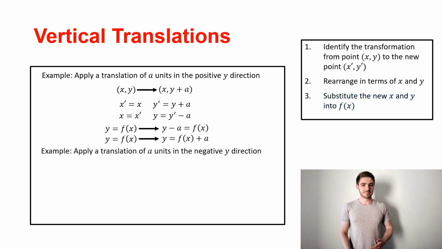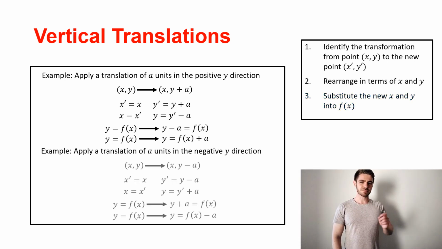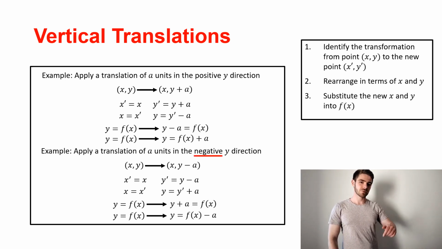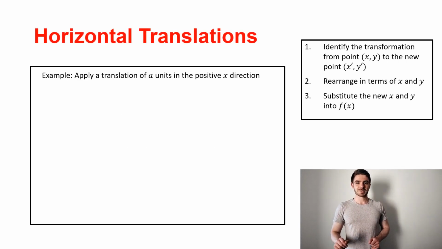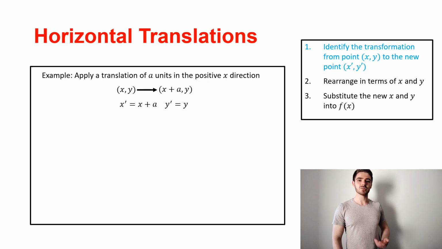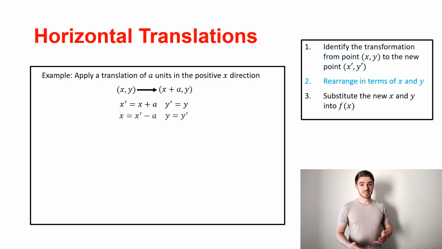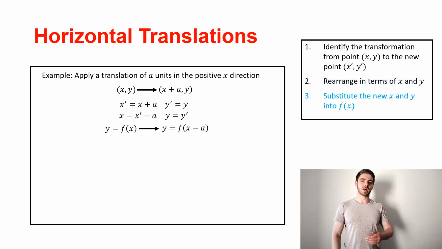We can do the exact same thing for the next example, except this time we need to subtract from y, because we're going in the negative direction of the y-axis. Now we can cover horizontal translations. First, we identify the transformation. In this case, we need to shift a units in the positive x direction, so we're going to add a to our x value. Next, we need to rearrange for x and y, and then finally, we'll substitute that back into our equation y equals f of x.